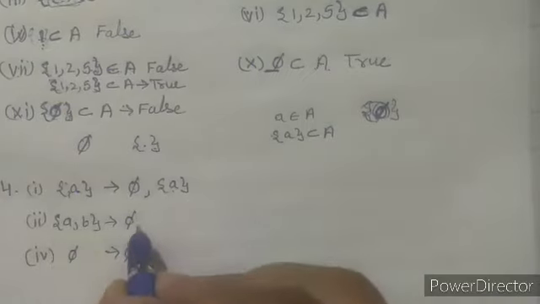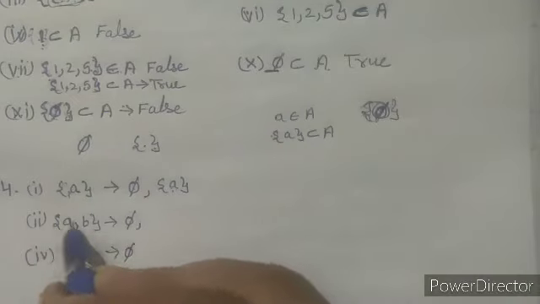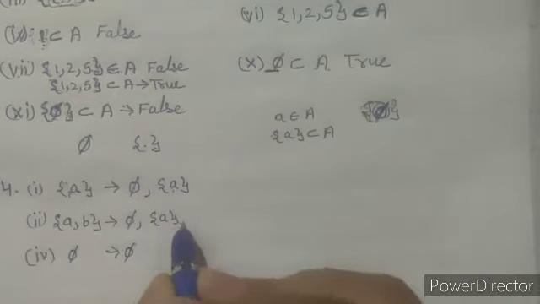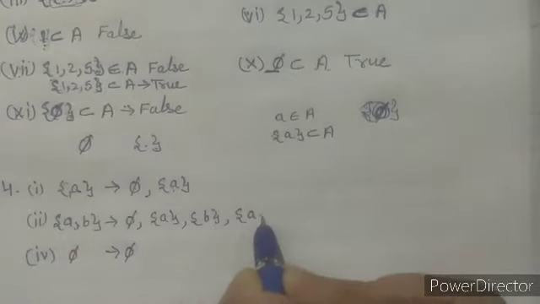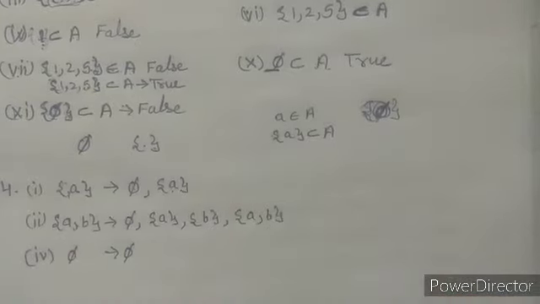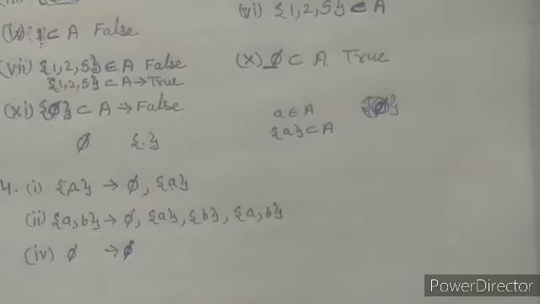Now here, its subsets will be: the first element is A, the second one is B, and as we know the set itself is its subset, so {A, B} will be its subset. Now the null set doesn't have any element, so its subset will be the null set only.